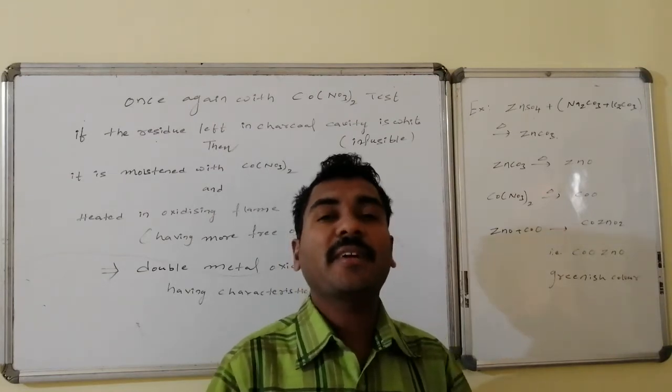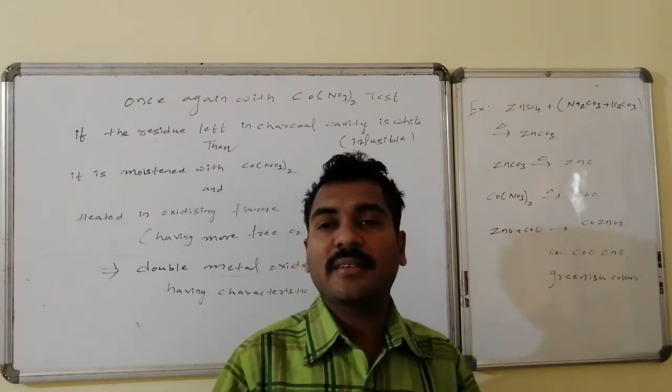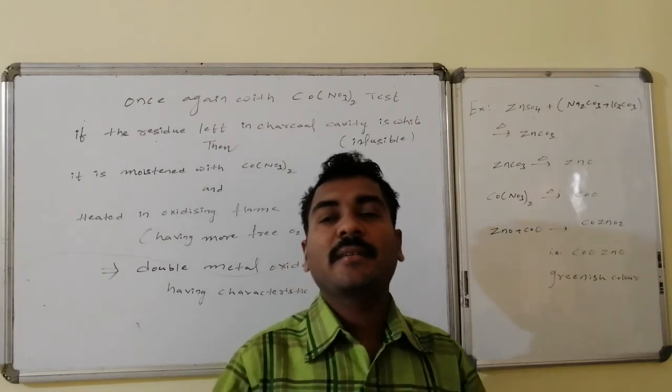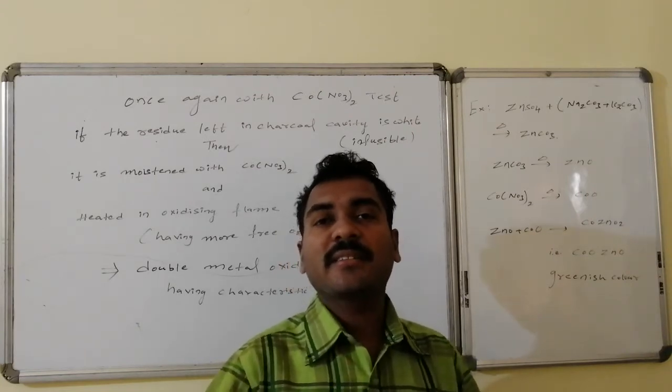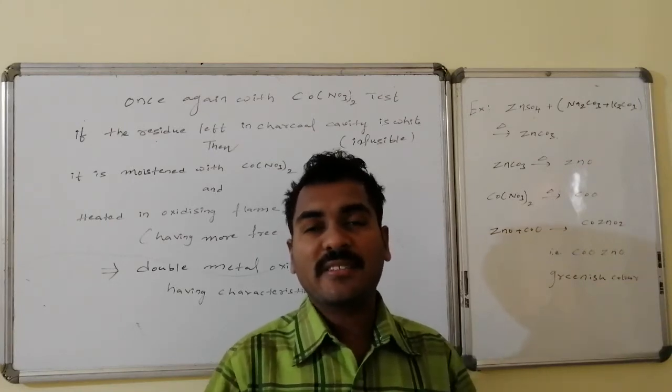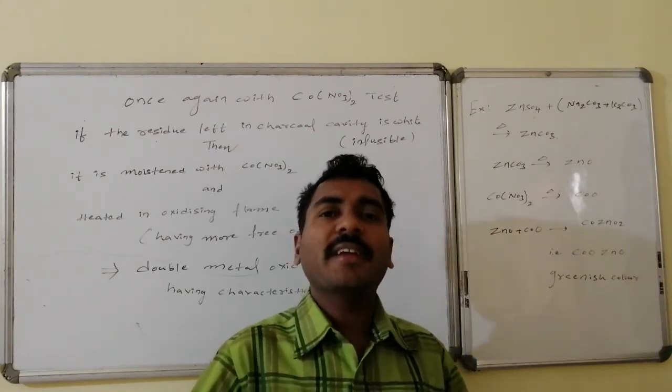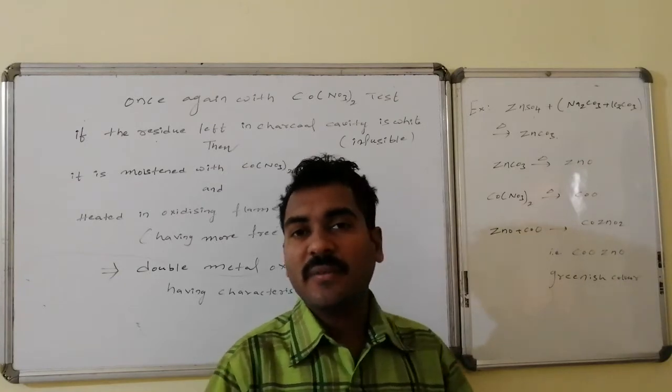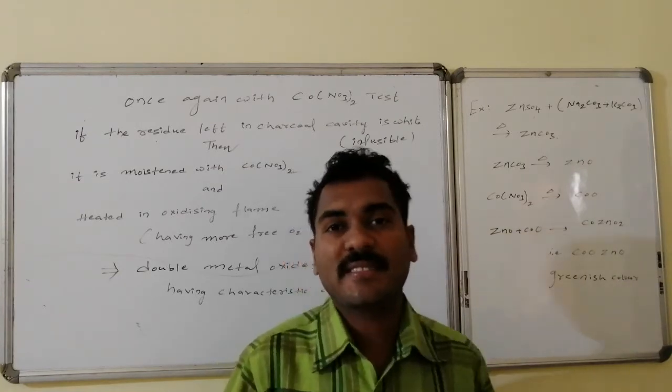Thus we can identify the material present. The primary identification is completed with the charcoal cavity test, whereas the re-identification can be done with the help of this cobalt nitrate test.